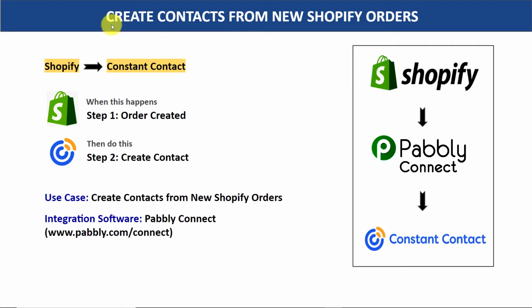Hello everyone. So in this video we will learn how to create contacts from new Shopify orders. Imagine this: a guy called John has purchased a product from your Shopify store. So you have John's name, email address and all those details. You want to add John as a contact in Constant Contact, maybe to send a confirmation email or follow-up messages in the future. So here you have two choices.